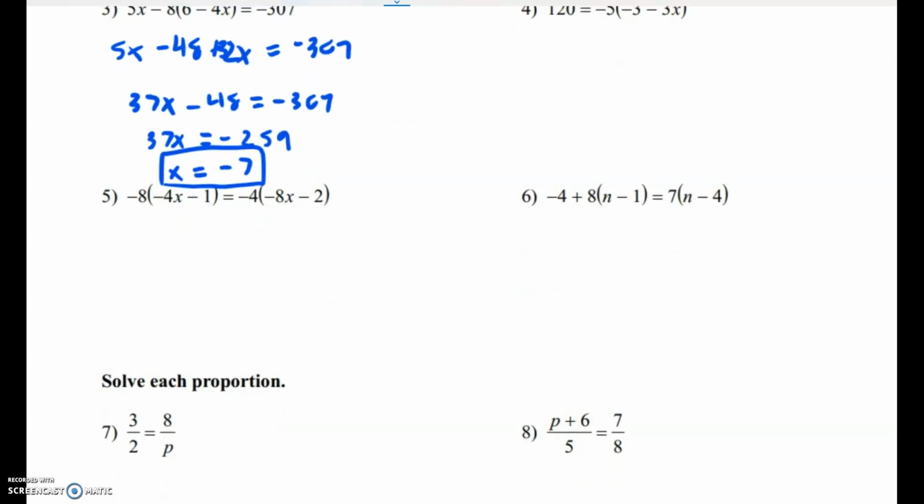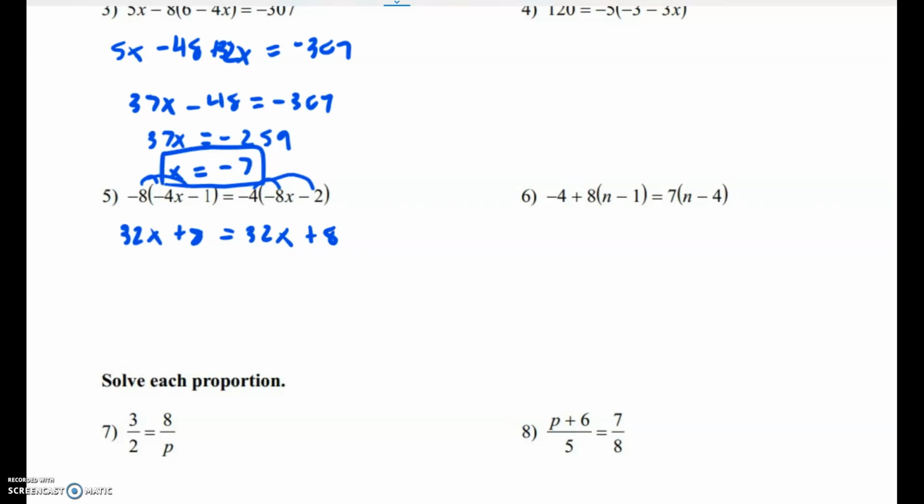Okay, number 5, you're going to notice there's parentheses again, and then also there's variables on both sides. So we'll take a look and see what we should do in a problem like that. Go ahead and start by distributing whenever you see parentheses. -8 times -4 is 32. -8 times -1, +8. -4 times -8, 32. And -4 times -2, +8.